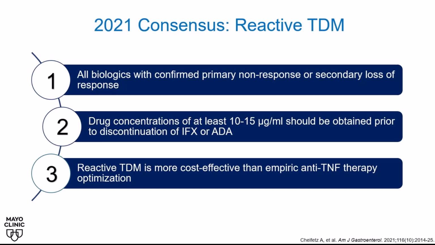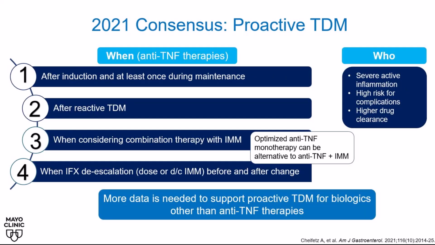If drug concentrations are at least 10 to 15, we're saying TDM should happen. In infliximab or adalimumab patients, get a level of 10 to 15 before you really feel comfortable calling that patient a primary non-responder to anti-TNF therapy. And reactive TDM, we know, is more cost-effective than empiric anti-TNF therapy optimization. So if you're using TNF in your practice, you should be using TDM of some sort to help guide that patient, whether it's reactive or proactive.